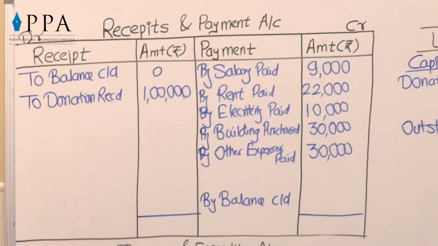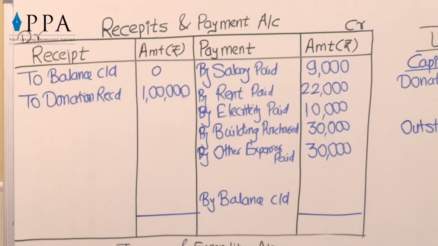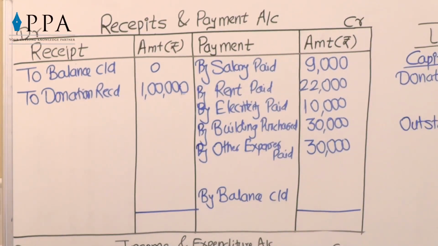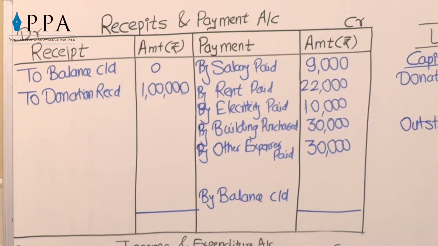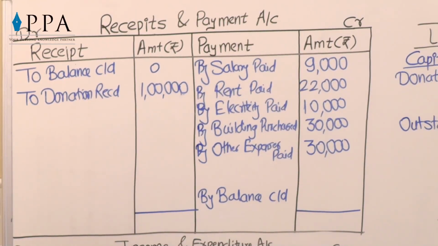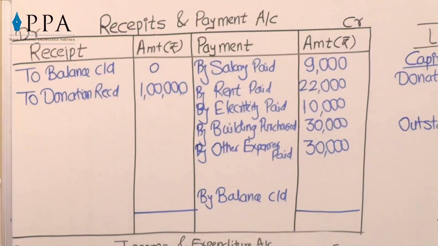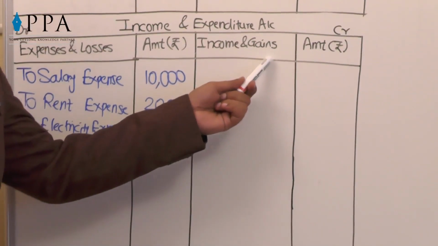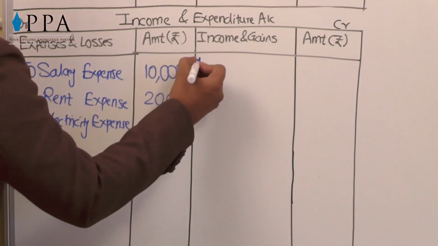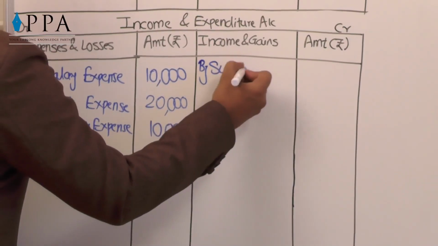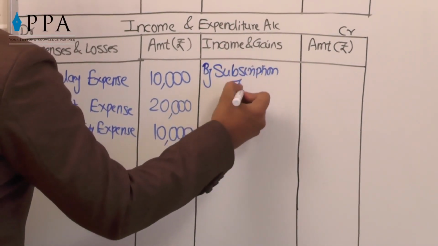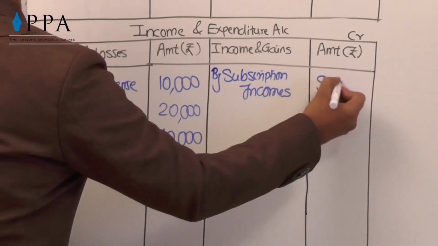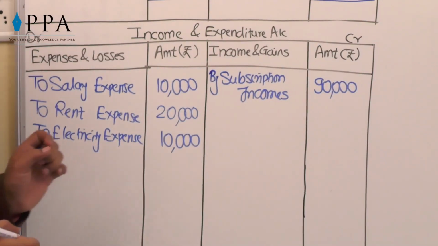Now, as we can see in the question, revenue incomes and actual receipts are given. Again, revenue income means incurred expenditure credit. Actual receipt means receipt and payment account debit. So let's start for the posting. Subscription, revenue income 90,000. Income. So let's go to the income and expenditure account credit side. Here specifically given incomes and gains. So credit side by subscription income. It means subscription was expected to be received 90,000, but actually received only 80,000.